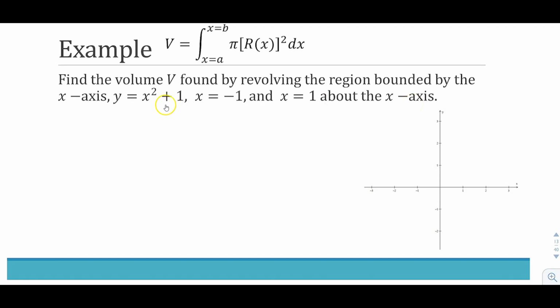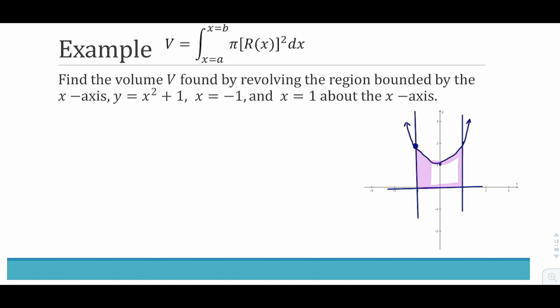So we'll start by constructing the region we're going to revolve. So we have x squared plus 1, so we have this parabola that shifted up 1 unit, and we also have the vertical lines at 1 and negative 1. And we have bounded by the x-axis as well. So the region that we're rotating is this region here.